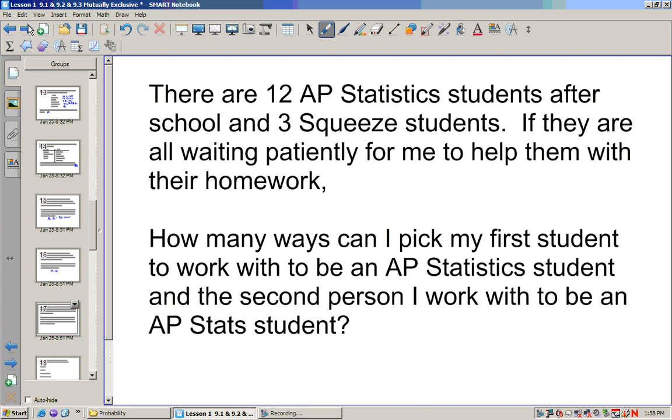How many ways can I pick my first student to work with to be an AP stat student, and the second person I work with to be an AP stat student? So there's 12 ways I can pick my first student. And now my second student, there'll only be 11 ways because I've already worked with one student. So that would be 12 times 11, which is 132.